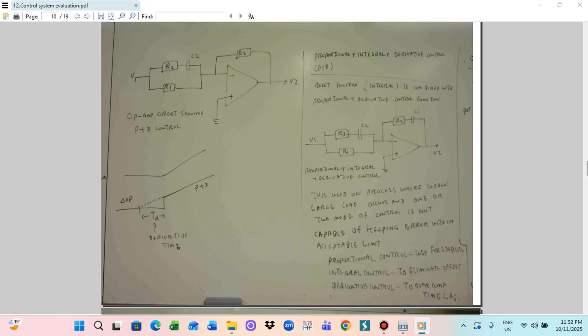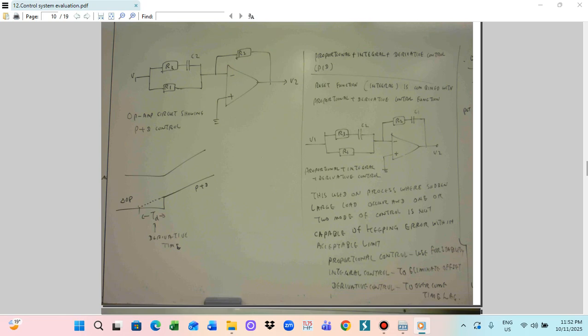Op-amp circuit showing the P plus D control. So this is for the proportional and derivative control system. Let's look at the diagram. In this case, this is for only R2. So this function will be the proportional and derivative control. The proportional control and derivative control give us this.